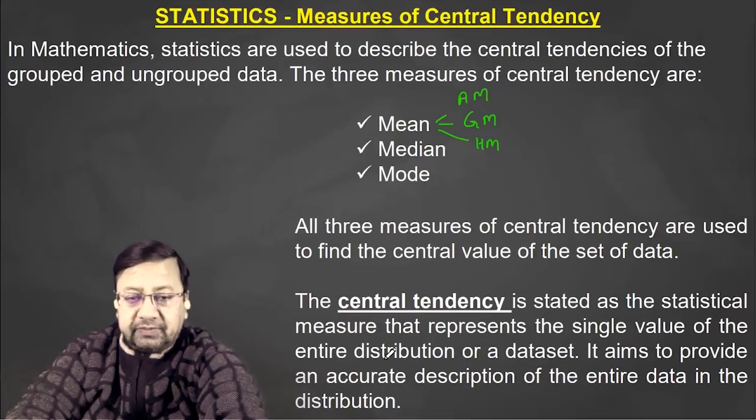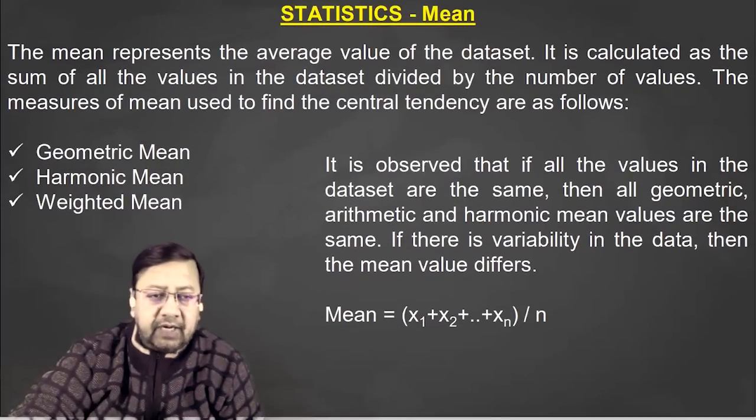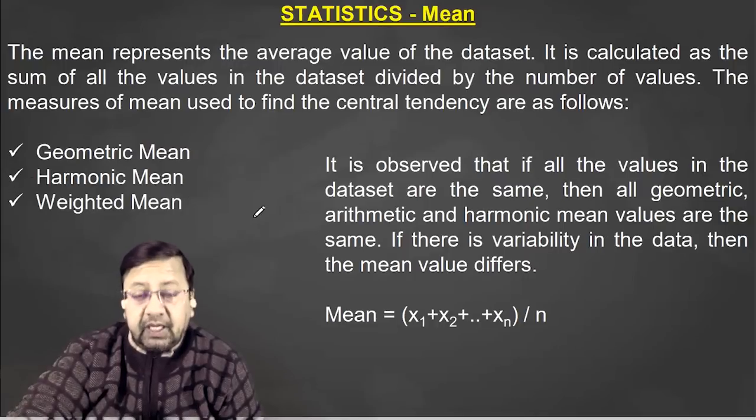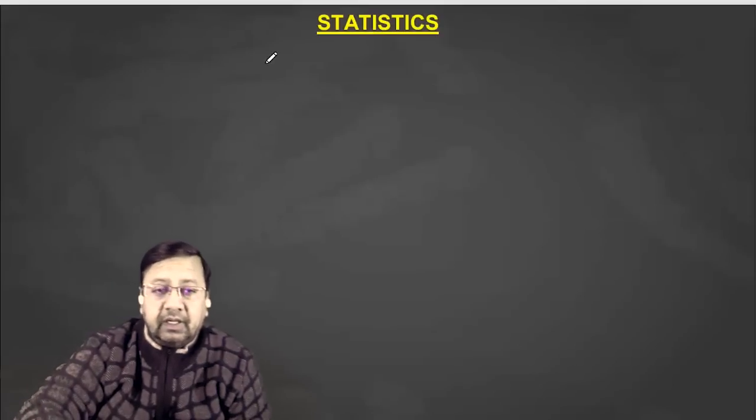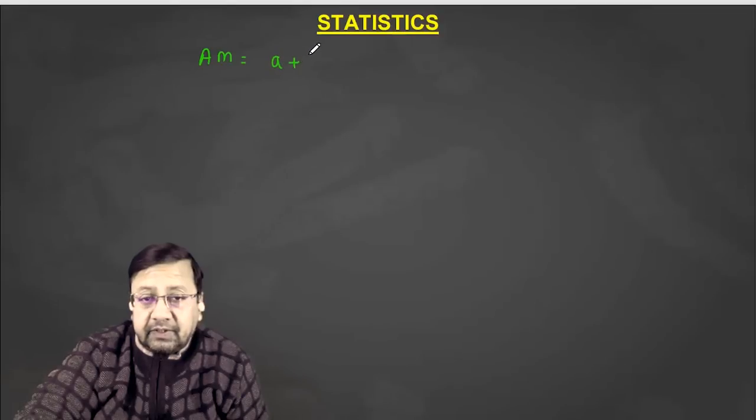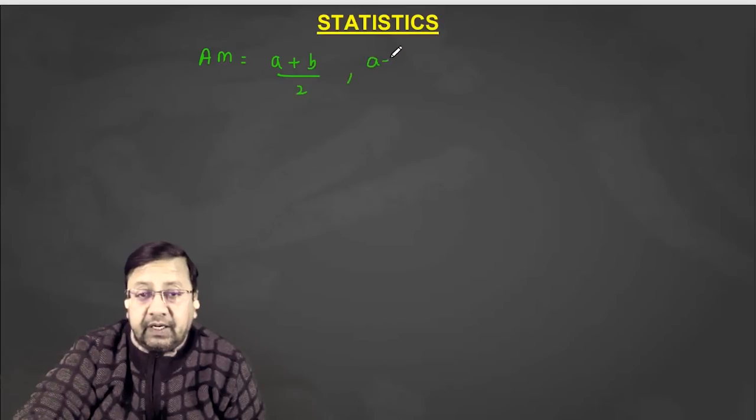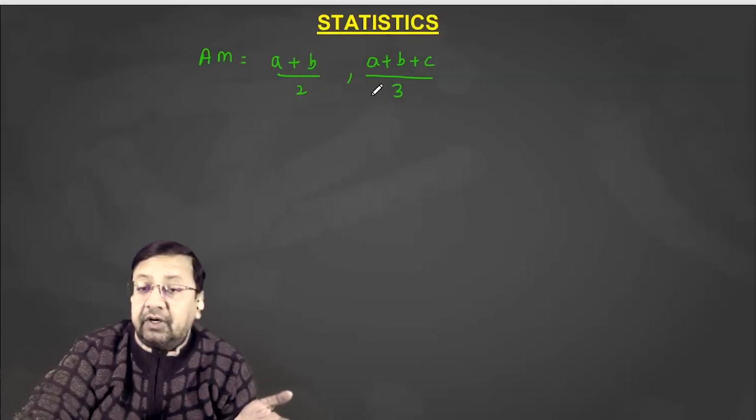Moving further, first talking about mean. As I just discussed, we have different types of mean: arithmetic mean, geometric mean, and harmonic mean. Taking the first one, the arithmetic mean: for two numbers, how will you calculate? This is A plus B divided by 2. If I have three numbers, this is A plus B plus C divided by 3. So the arithmetic mean is the sum of the observations divided by the count of the observations.